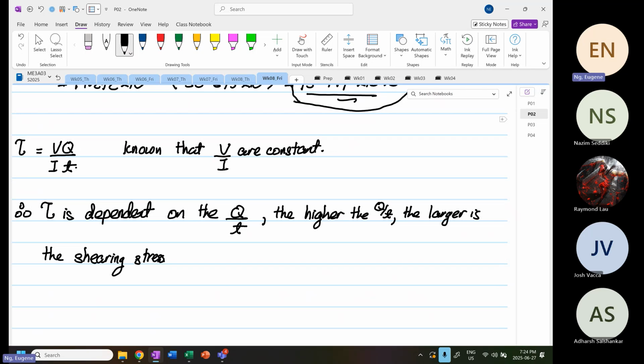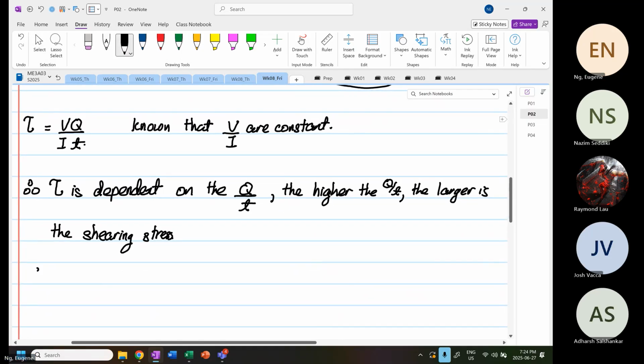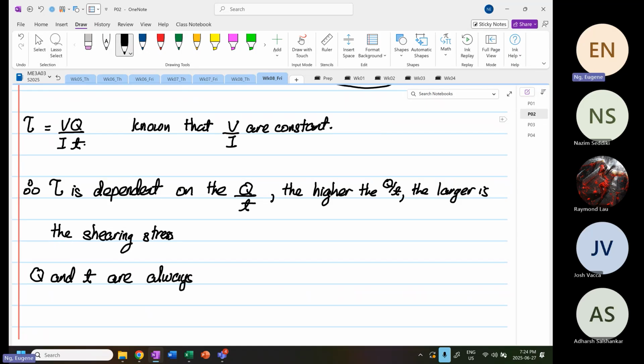So the first moment of area and the thickness are always fighting one another. Yes or no? The Q and T are always competing in the ratio. And I want you to know this concept as soon as possible because this is important.